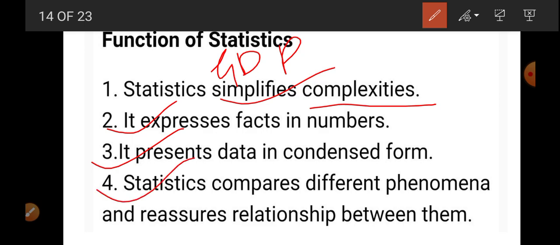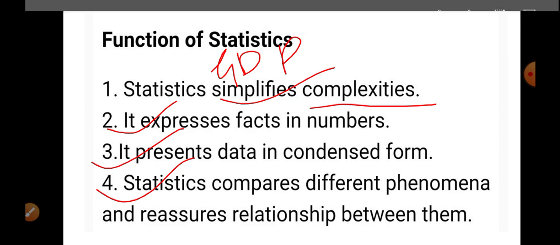Now, statistics compares different phenomena. Numbers help us to compare different phenomena, like COVID in the first phase and COVID in the second phase, in which phase there is more seriousness. So we are able to understand these things: death rate, recovery rate, how many people died. All these things are data, and these data are very helpful to understand what the condition is and how we can overcome this condition and how we can prepare for the future.